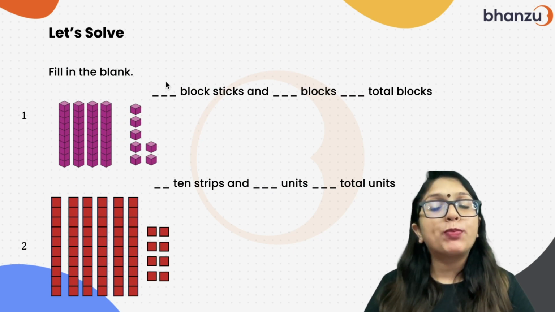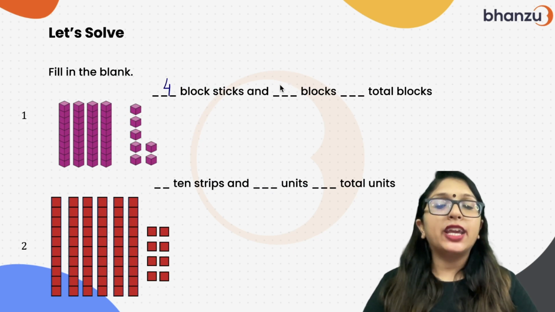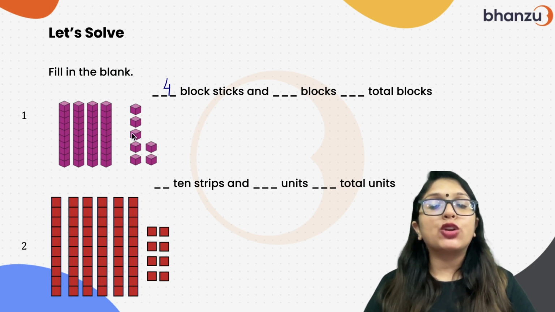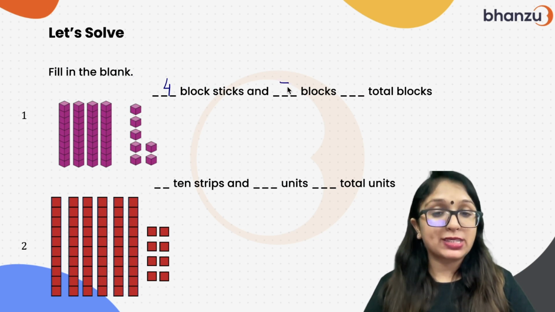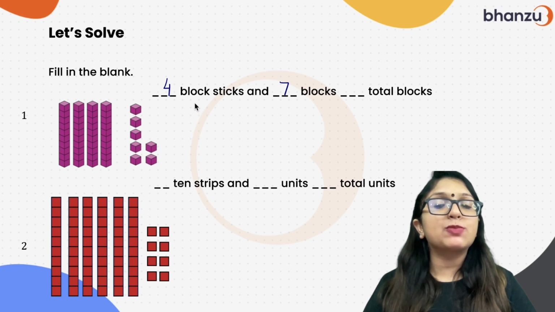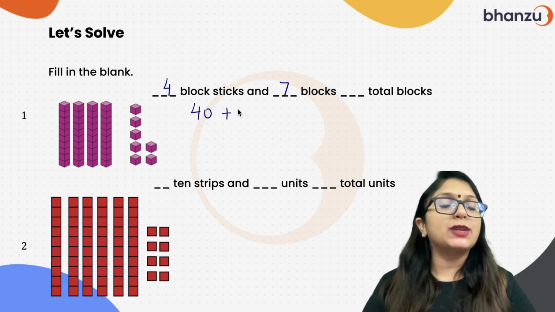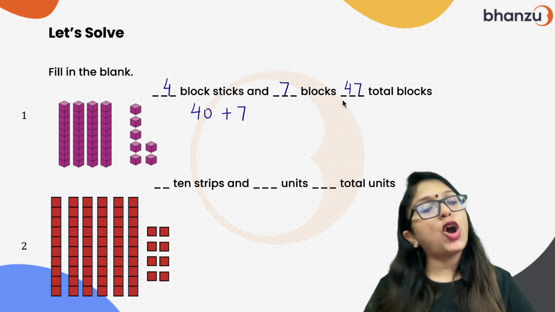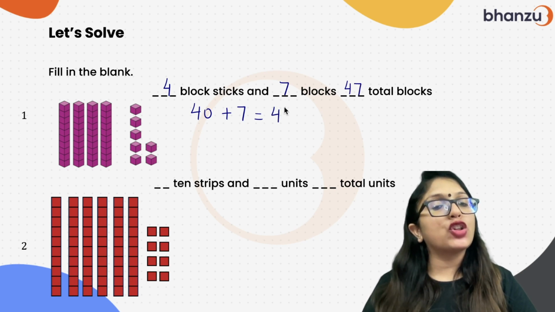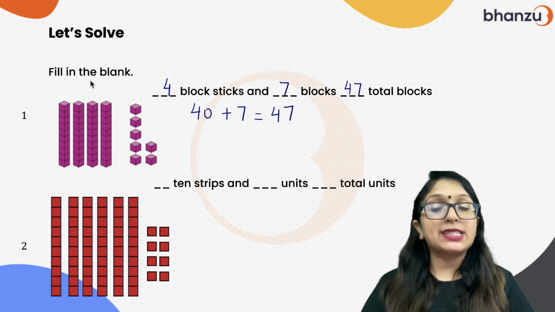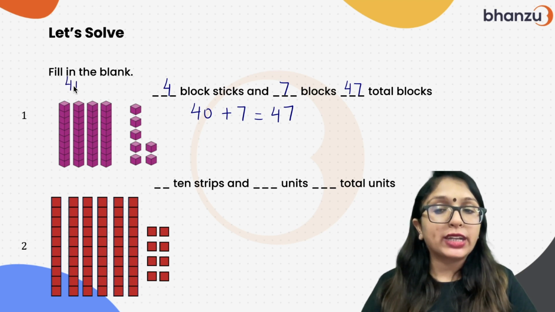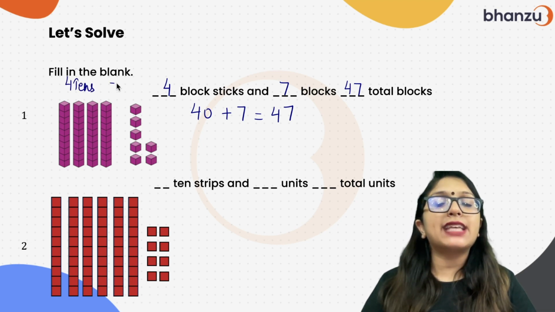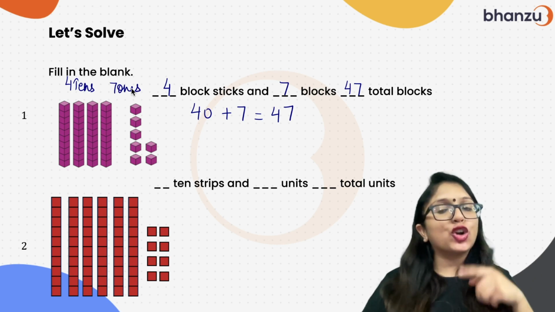Here we have 4 block sticks and here we have how many blocks? 1, 2, 3, 4, 5, 6, 7 blocks. And then 4 block sticks means 40. 7 blocks means plus 7. Here the total is 47 total blocks and 40 plus 7 is also 47. So I can say that here we have 4 tens and 7 ones. Let's go to the next question.